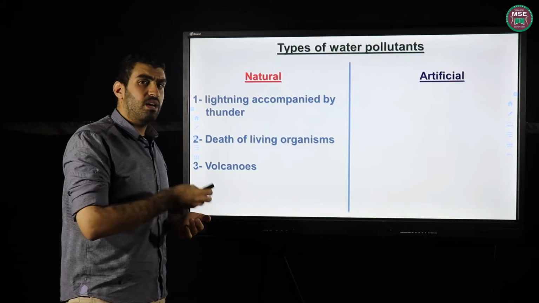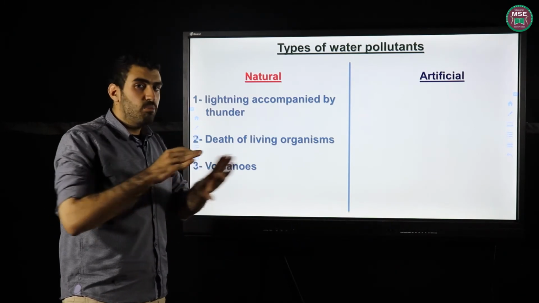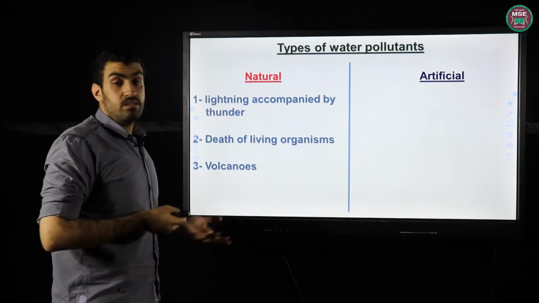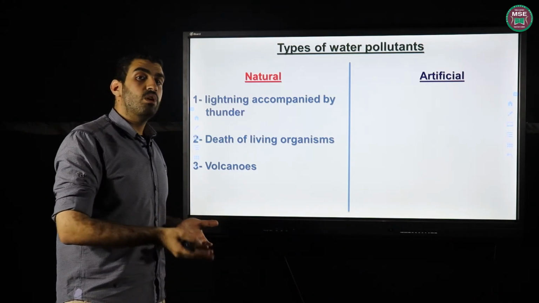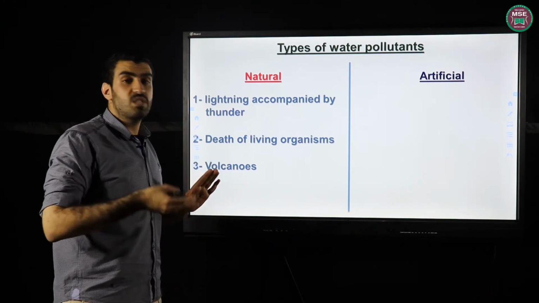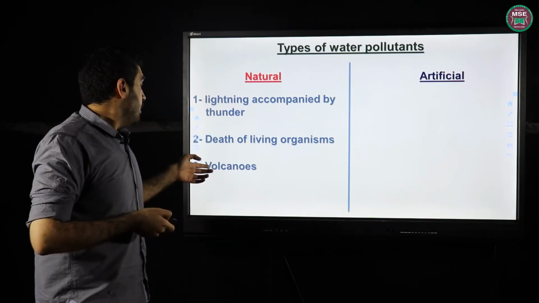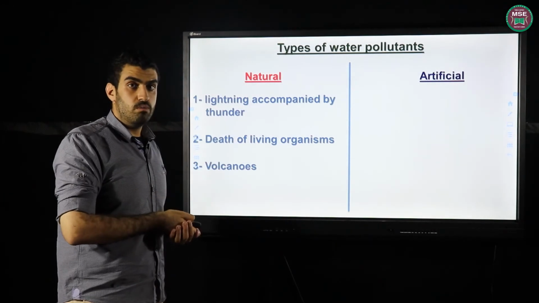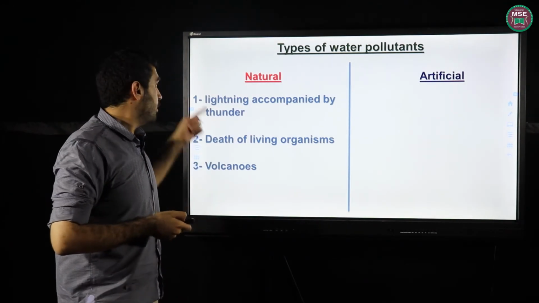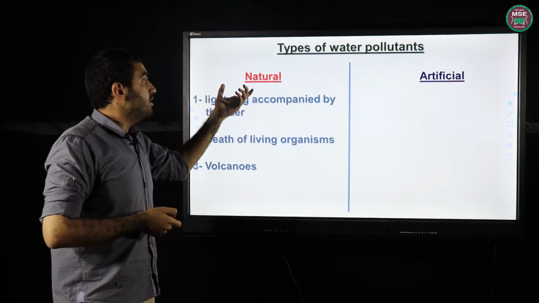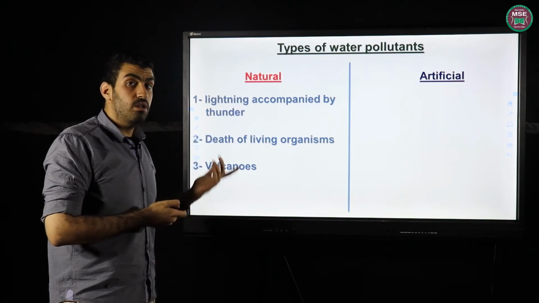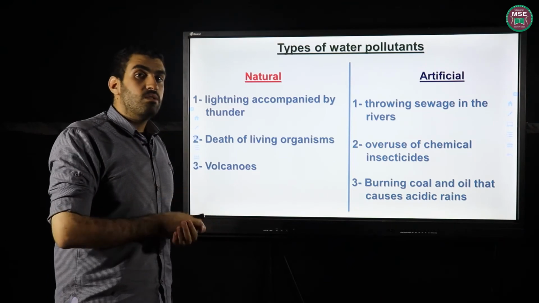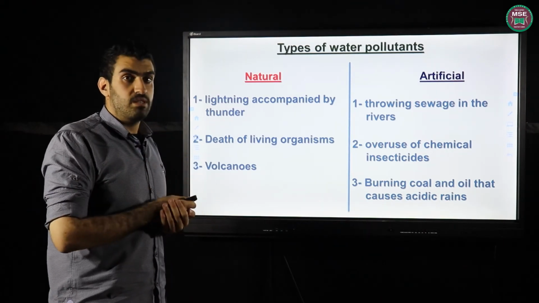Number 2, death of living organisms in water without any human interference. It's a natural reason. When an animal dies in water, it causes pollution, but I have no interference in something like this. Number 3, volcanoes. If a volcano occurred in water, no human interference. So numbers 1, 2, and 3 are natural reasons. Artificial, there is human interference. We are the reason for something like this.